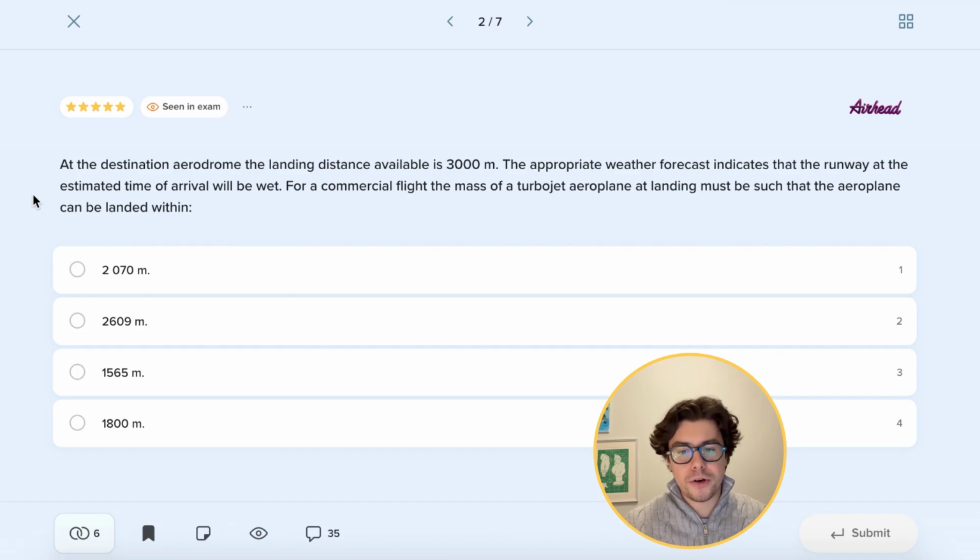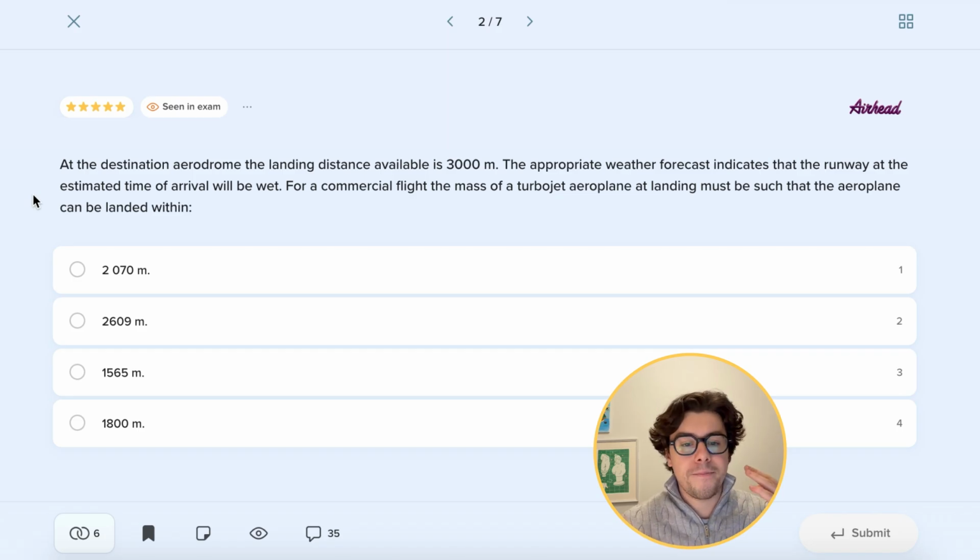So now for question number 2. At the destination aerodrome, the landing distance available is 3,000 meters. The appropriate weather forecast indicates that the runway at the estimated time of arrival will be wet. For a commercial flight, the mass of a turbojet airplane at landing must be such that the airplane can be landed within. So this is one of the most classic questions and you'll find a lot of iterations of it.